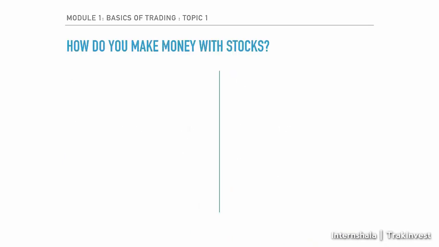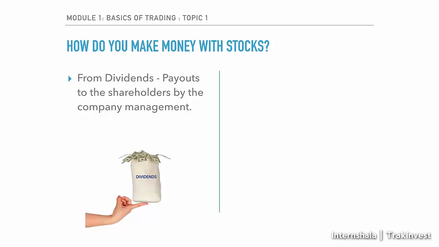So here is a golden question, right? How do you make money with the stocks? Money with the stocks can be made in two key ways. One is from dividend payouts to the shareholders by the company management. Now, dividends are paid out usually by mature companies, by slower growing companies that do not need the money to invest in their business and hence they share the profit with their shareholders through a steady stream of financial returns called dividends.